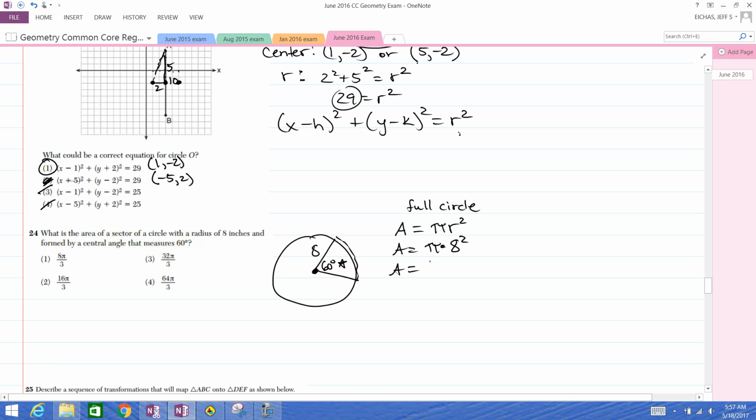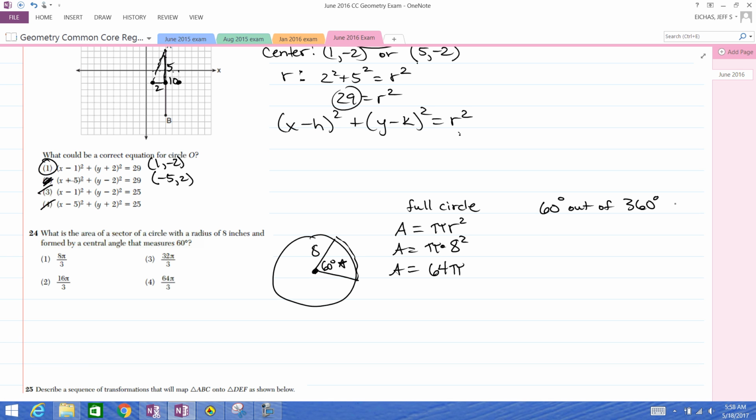I don't use the calculator here because all the answers are in terms of pi, so I'll just leave it. 8 squared is 64. We're going to multiply by pi, so leave it in terms of pi. Now, 60 degrees is the central angle, so I'm looking at it like this: 60 out of 360. You could set it up as a proportion, but I think it gets messier, believe it or not.